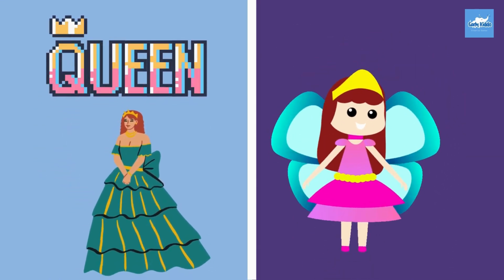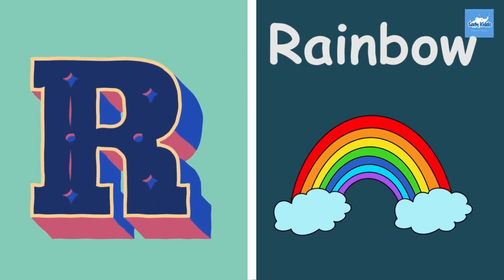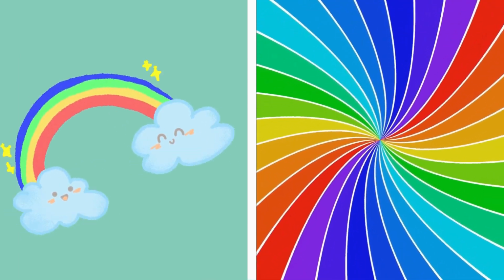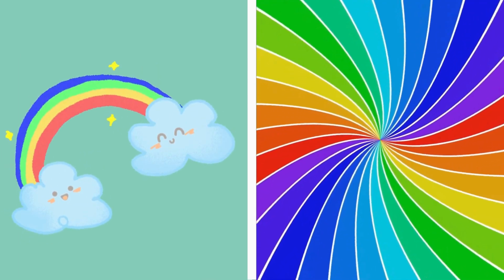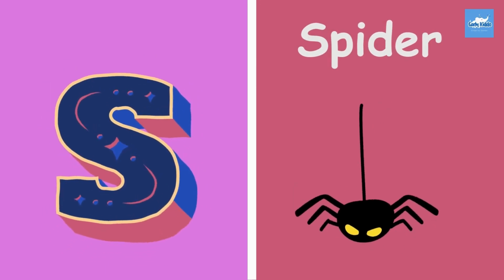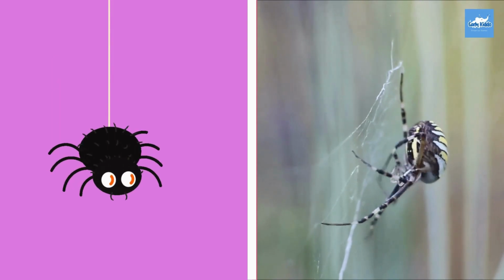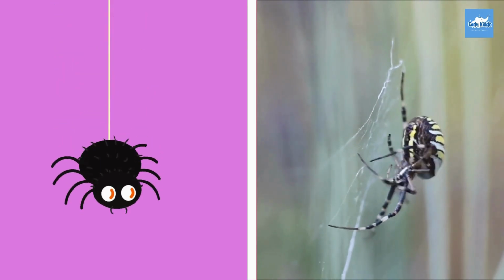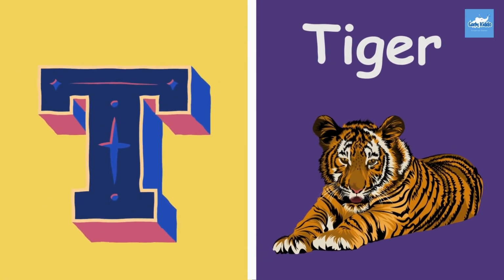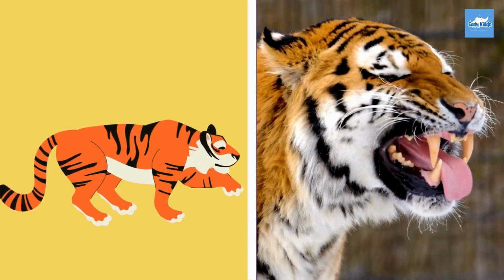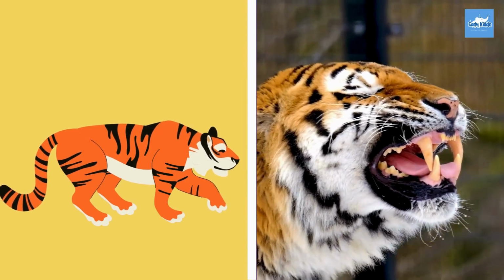queen, you queen. R is for rainbow, rainbow, rainbow, R rainbow. S is for spider, spider, spider, S spider. T is for tiger, tiger, tiger, T tiger.